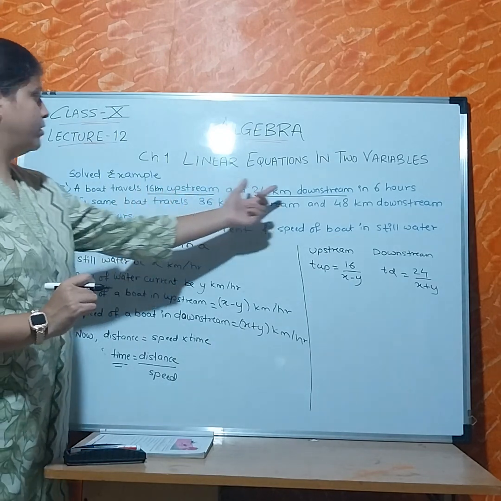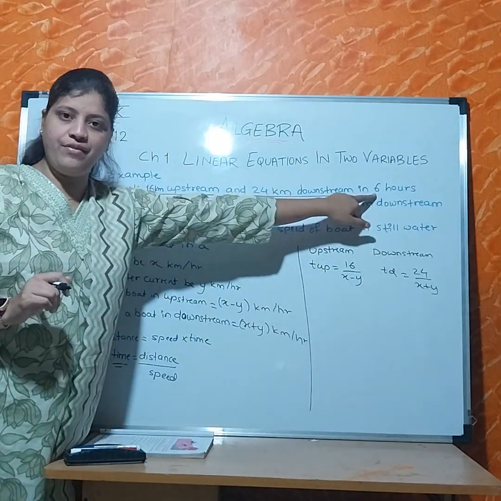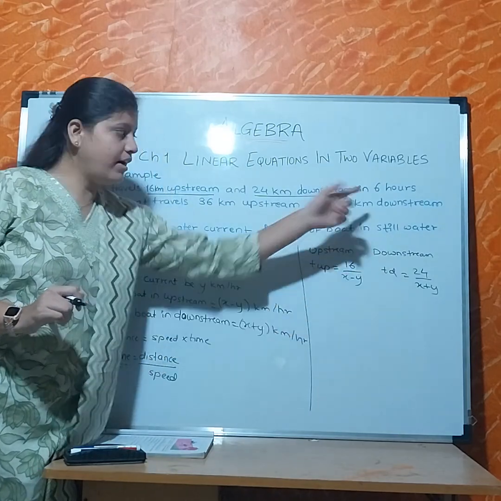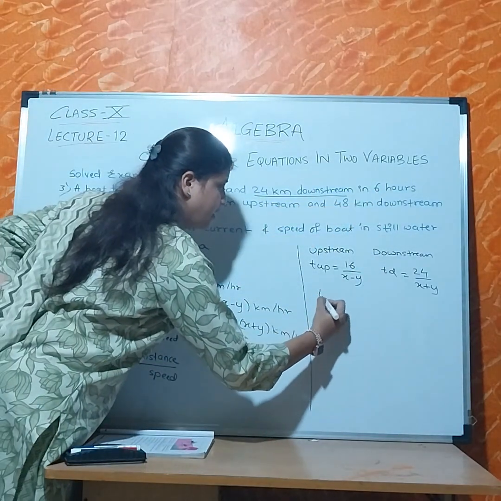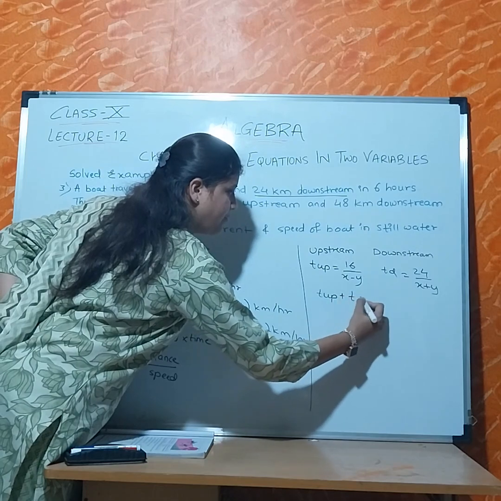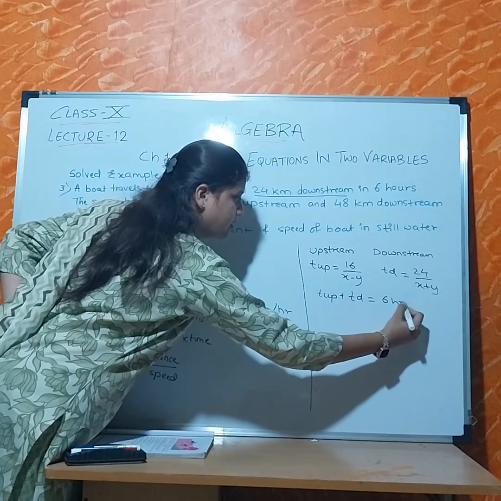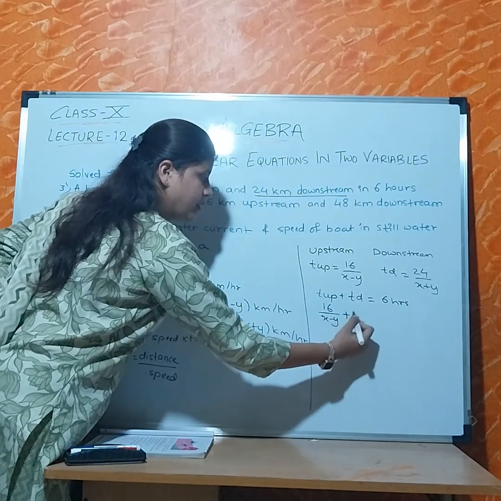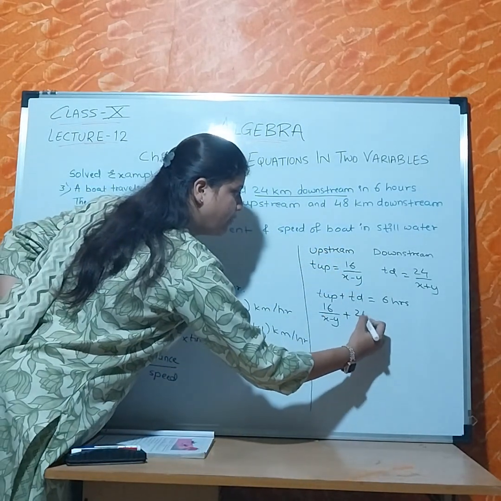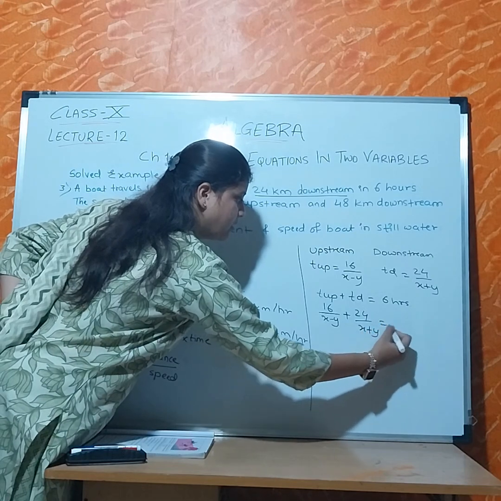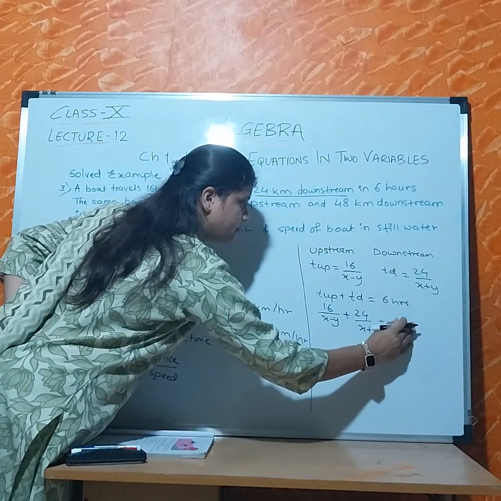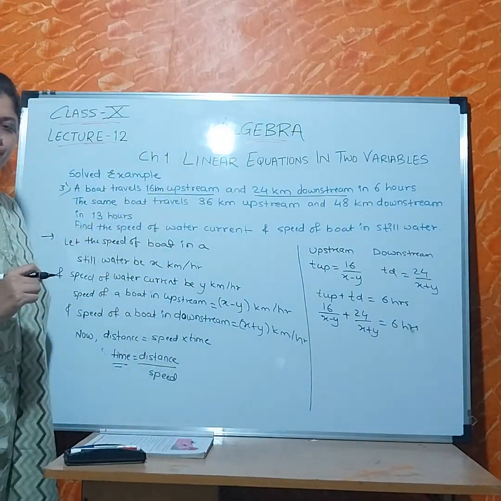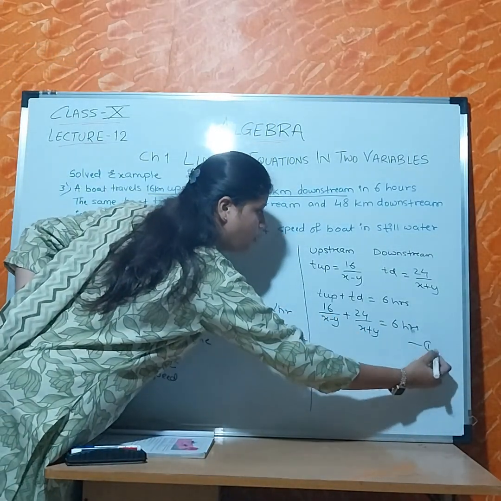Also, both these distances require a time of 6 hours. That means time for upstream plus time for downstream requires 6 hours. But time for upstream is 16 upon x minus y, plus time for downstream is 24 upon x plus y, is equal to 6 hours. Understood this first condition? So this is our equation number 1.